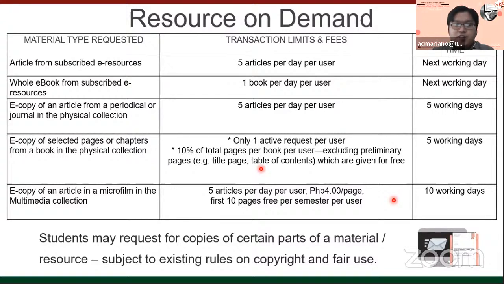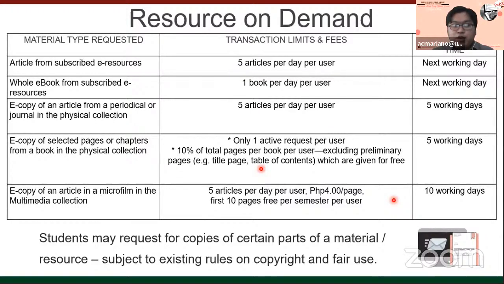So the reason for this is that the scanner and viewer for our microfilm is very expensive, and the maintenance of microfilm materials is different from physical books. So they actually require more funding. So that's why we are asking for 4 pesos per page. The turnaround time is also longer. It takes 10 working days.